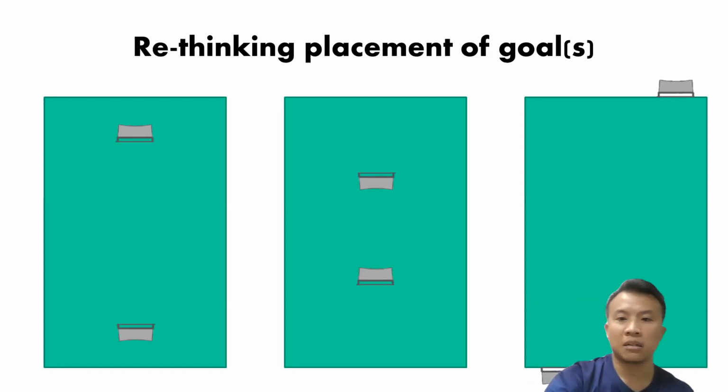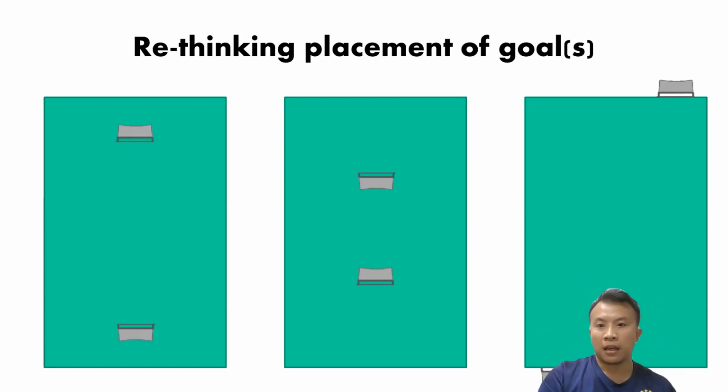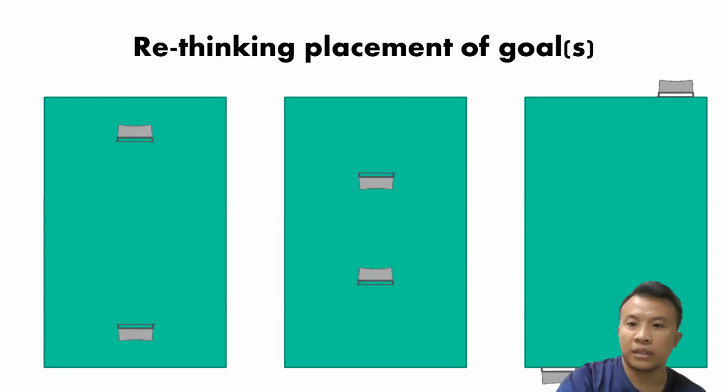And I will say the last example is the possibility of placing the goalpost at the side. So in this case, on the right side of the attacking direction. Okay, so this will again bring a different kind of tactical solution to emerge.